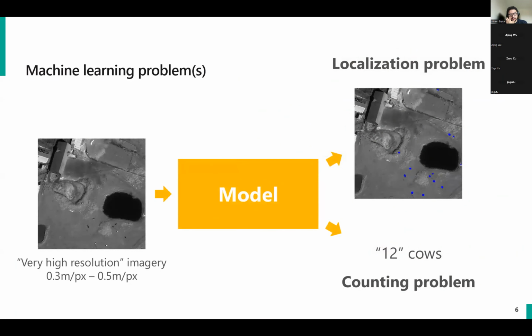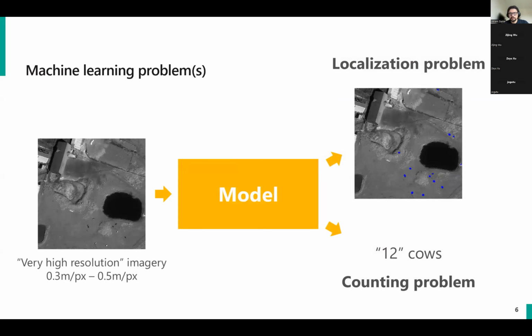Now, from a machine learning standpoint, performing these aerial surveys can be cast as a computer vision problem. You want to train a model that takes as input satellite imagery and solves one of two problems: a localization problem, where you're trying to determine where in the satellite image each individual animal is, or a counting problem, where you're trying to summarize the total number of animals in the image.